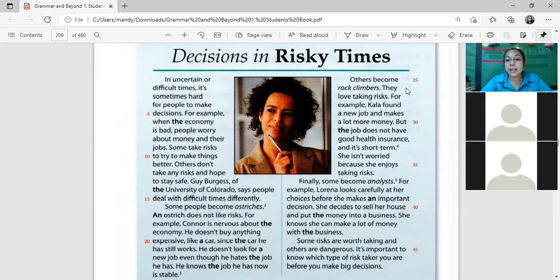For example, Kayla found a new job and makes a lot of money. But the job doesn't have good health insurance and it's short term. That means this one is for a short period, not all the time, maybe for hours or maybe one month, two months, etc. She's worried because she enjoys taking risk. Okay, the last one, the last part.